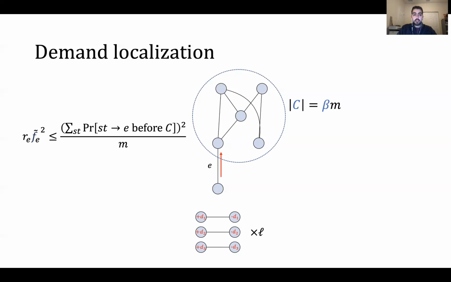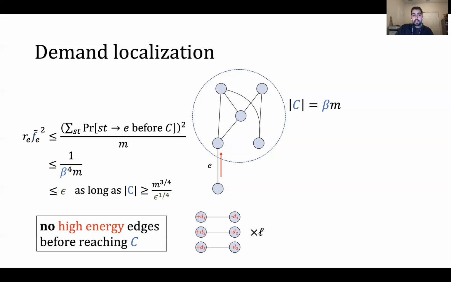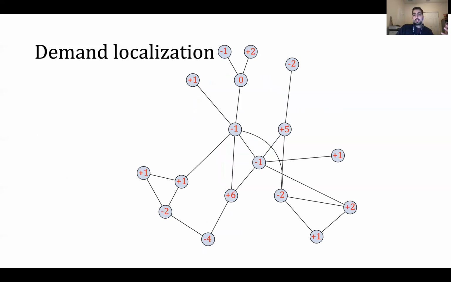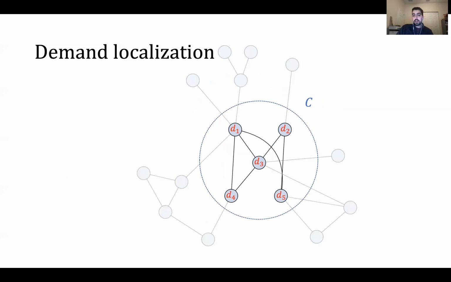Fortunately, we can show a much better bound. In fact, it relates to the hitting probabilities starting from these demand pairs to C and E. So it's the probability of reaching E before reaching C. And if we're able to show that the sum of these probabilities is small, then we're in good shape. And in fact, this is possible. By picking C in a careful way, we can prove that the sum of these probabilities is bounded by some parameter dependent on the size of C. And so as long as C is large enough, there are no high energy edges before the demand reaches C. In other words, we can project this demand onto C without creating any high energy edges.